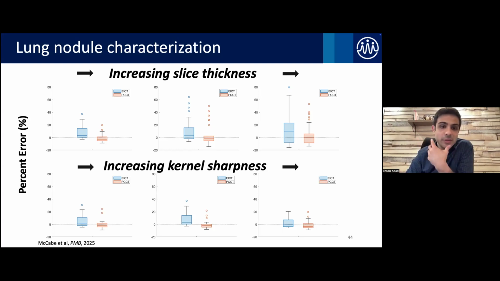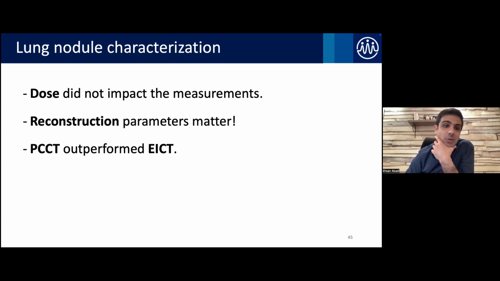Similar observation with kernel sharpness. Using a sharper kernel is better, and your errors go down. And across all conditions, we saw that a higher resolution photon counting scanner is better. So essentially, photon counting outperformed energy integrating CT, and we were able to quantify that in the context of radiomics measurements.